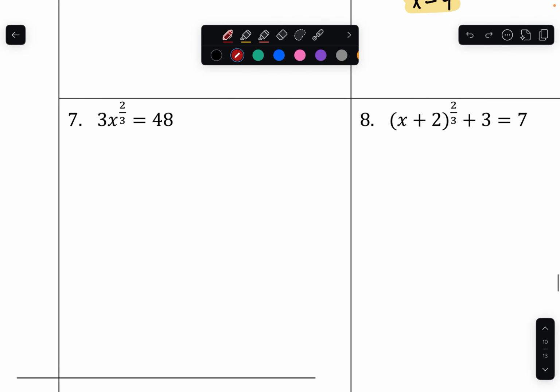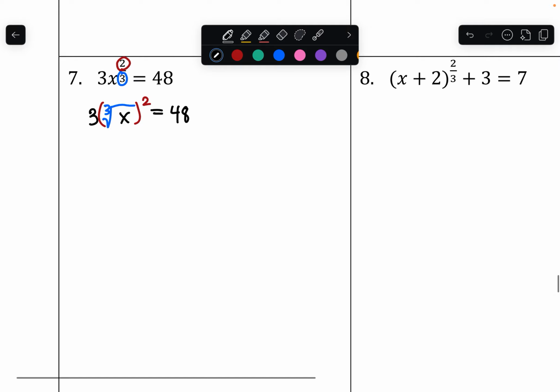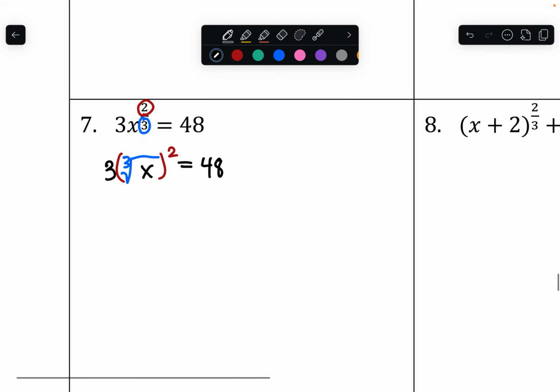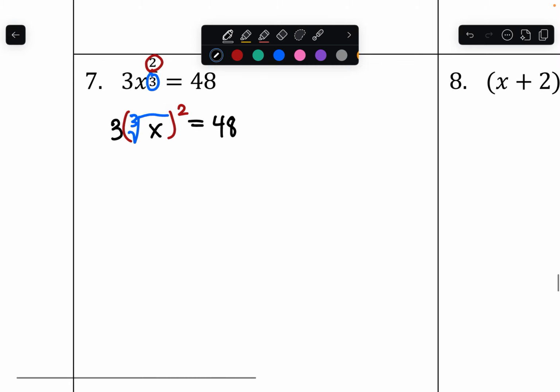Okay, this next one, now this is different. We have a cube root and a square, okay? And so 3 times the cube root of x squared equals 48. So these are deceivingly complicated. It looks simple with that rational exponent, but you're really doing 2 different functions at the same time. Here we have cube root and quadratic.